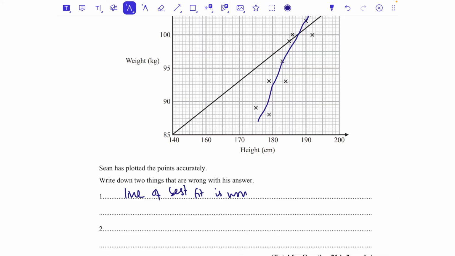is wrong. I think he's assumed that it needs to go through this bottom left hand corner, and it doesn't. So line of best fit is wrong. It needs to better represent the data. I'm going to go for better represent the data. And then we need to just look at the scale.